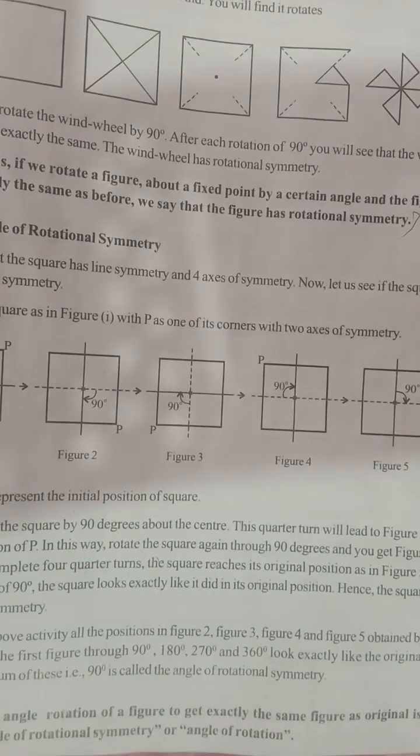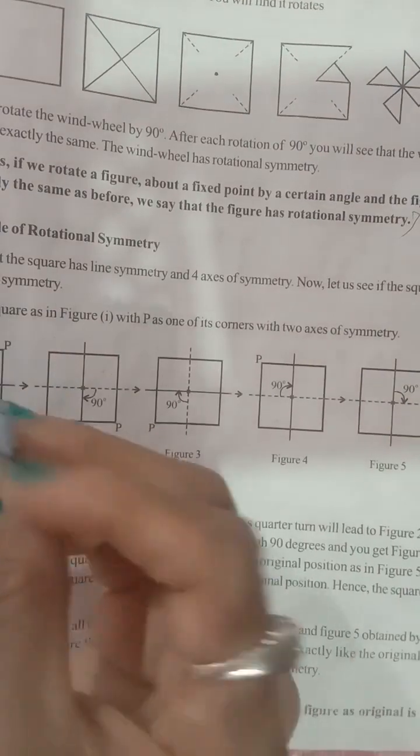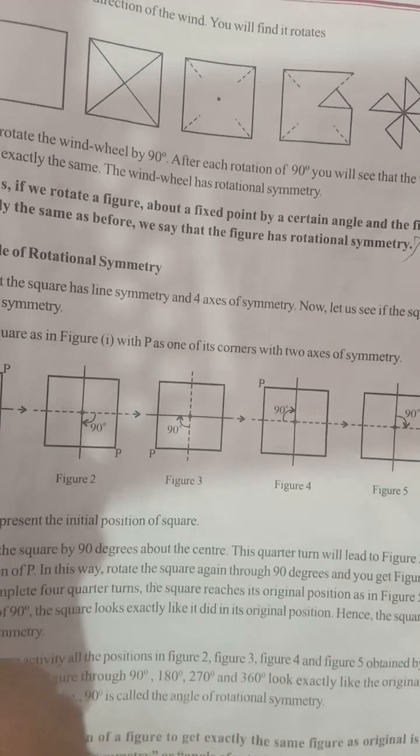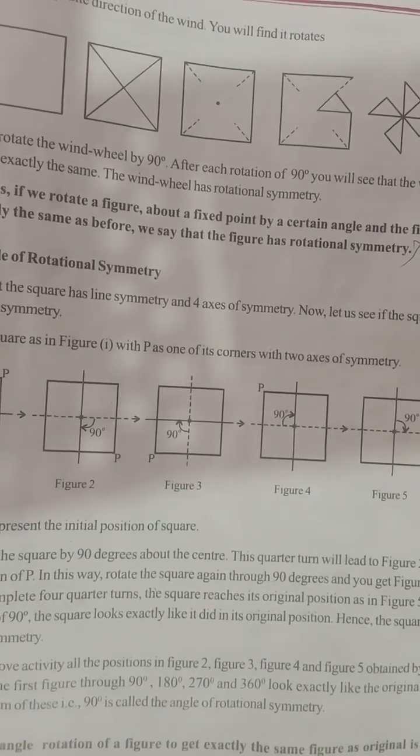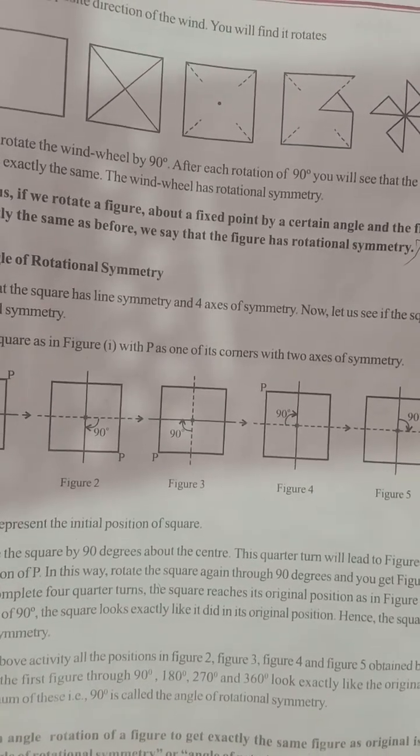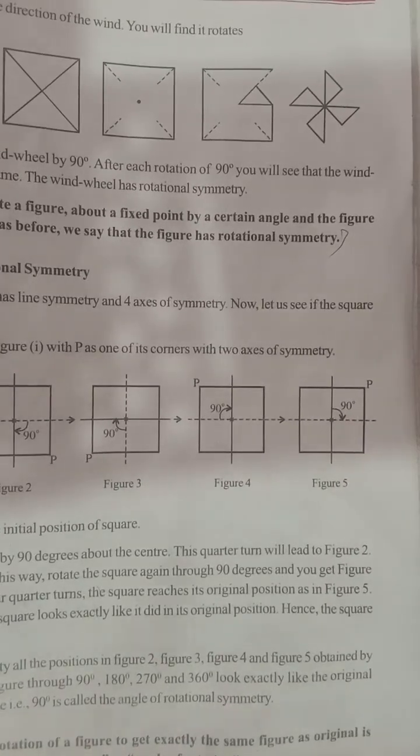If you rotate 4 times about its center, by 90 degrees every time, we will get the same original figure. So I can say the angle of rotation of the square is 90 degrees. So I can write down this point.